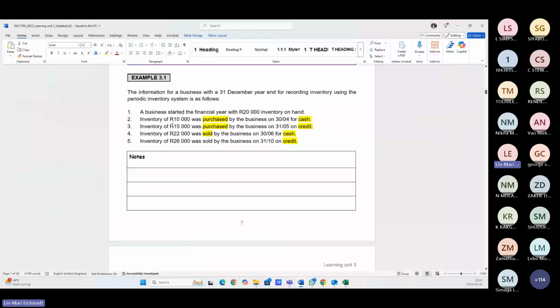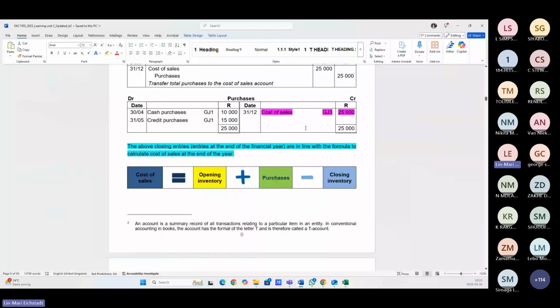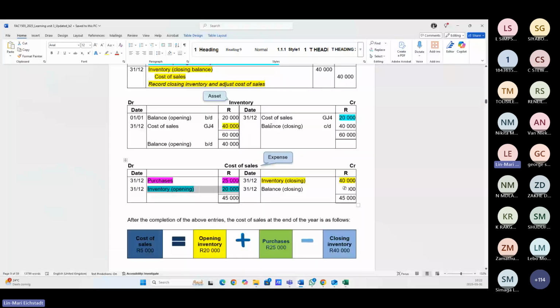Those purchases that you had made your stock more. And we also have to take that into account to make sure what our cost of sales amount is at the end of the year. So we've got all of our purchases and we clear that to the cost of sales account. Just as in our inventory account, we cleared our opening balance of inventory to the cost of sales account. So hence the 25,000 is coming from all the purchases that you made during the year to make your inventory more. And the inventory opening balance is what you had on hand at the beginning of the year.